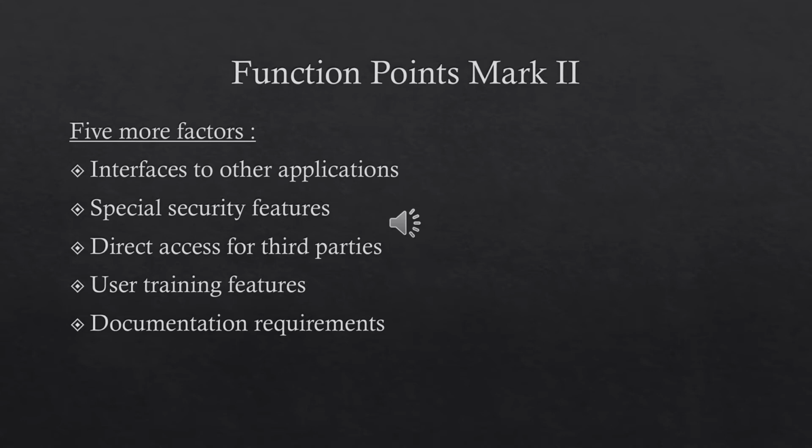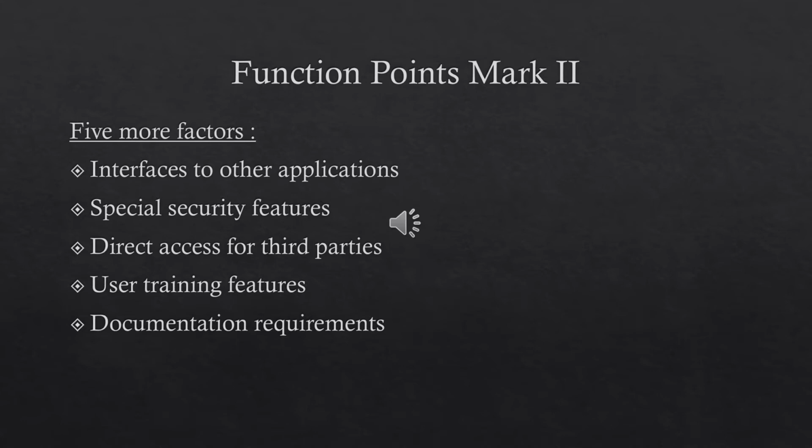Then the third factor is the direct access for third-party software, external software, external vendors: how they can access our software, or how these third-party services can be accessed from our software. Direct access for third parties. Then the fourth one is user training features. What are the features to be implemented for training users, and how are users trained?